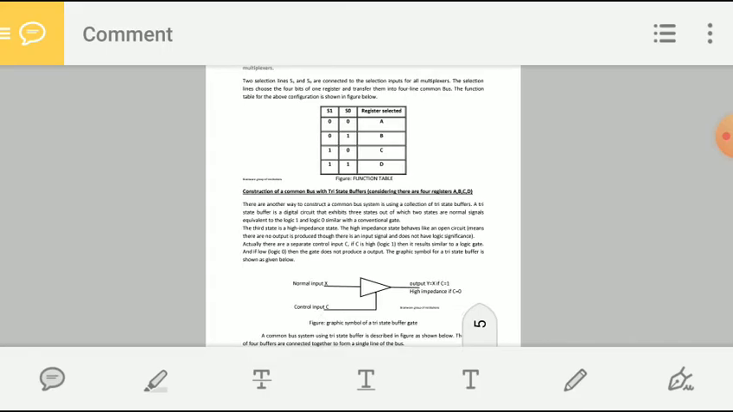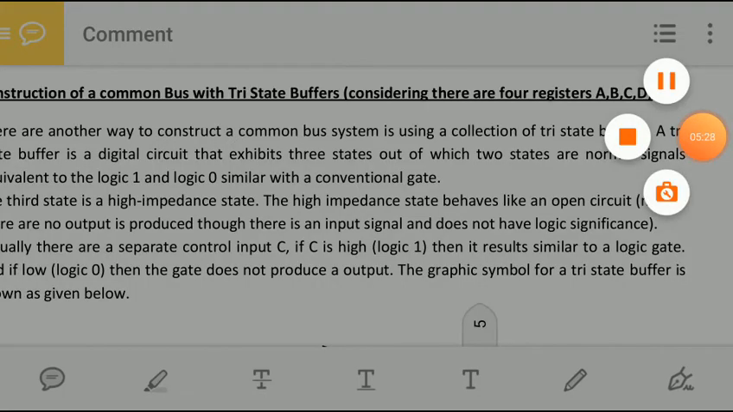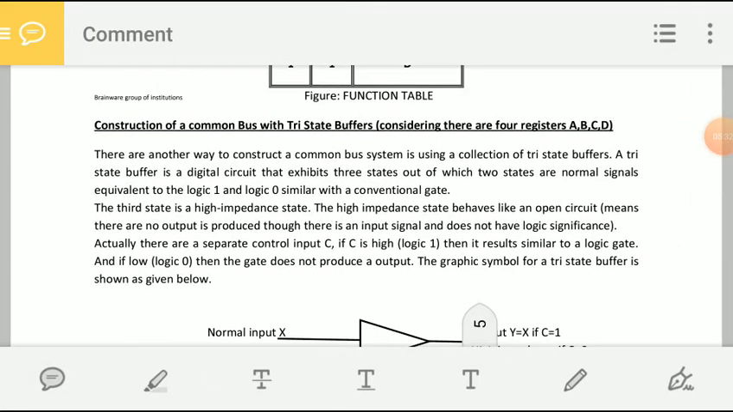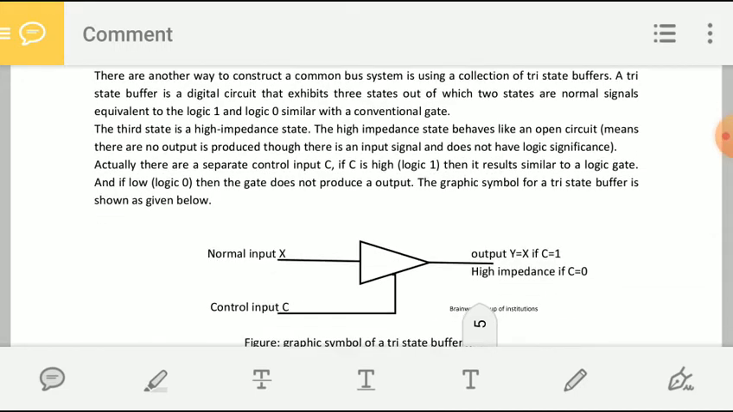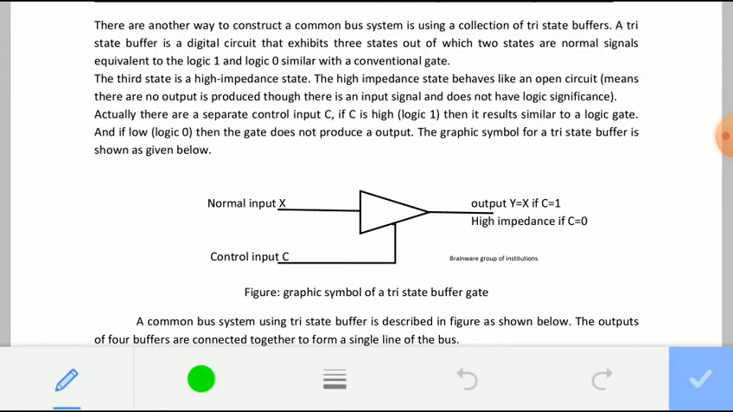Okay, so the next topic is the tri-state buffer method. Construction of the common bus with tri-state buffer. At first, we have to know what a tri-state buffer is. A tri-state buffer is a device which uses three different states. That's why it's called tri-state, that means three states.